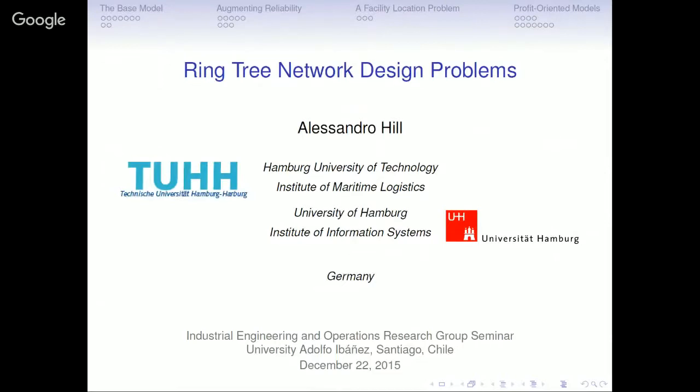This is the last seminar we have this year, and we're closing on a high point, right? We have Alessandro Hill. Alessandro Hill is a PhD candidate at the University of Hamburg, and he's been working on a lot of very interesting topics in combinatorial optimization, scheduling, network design. He's going to give a talk today about ring tree network design problems.